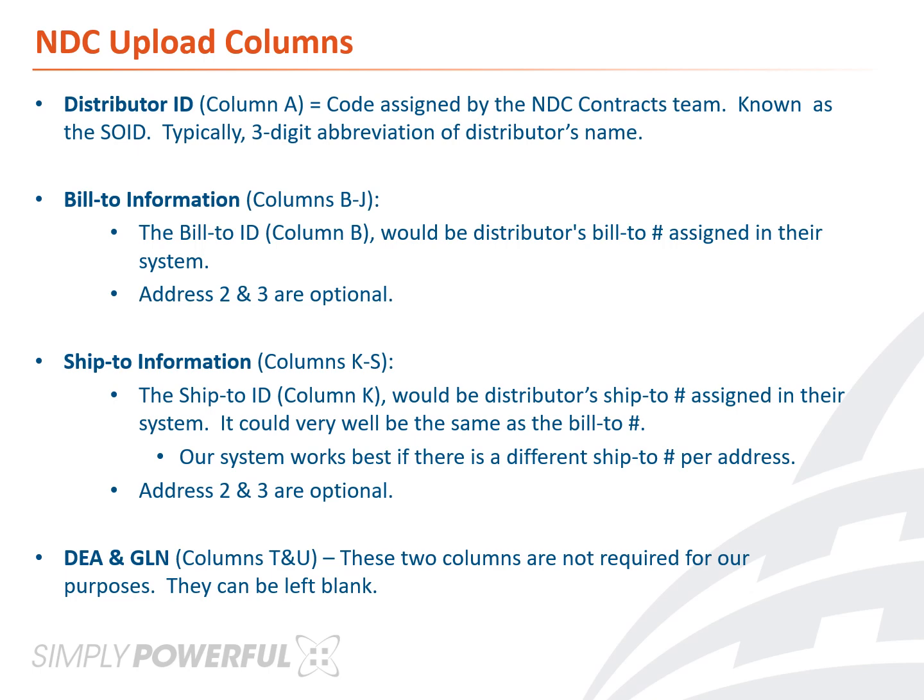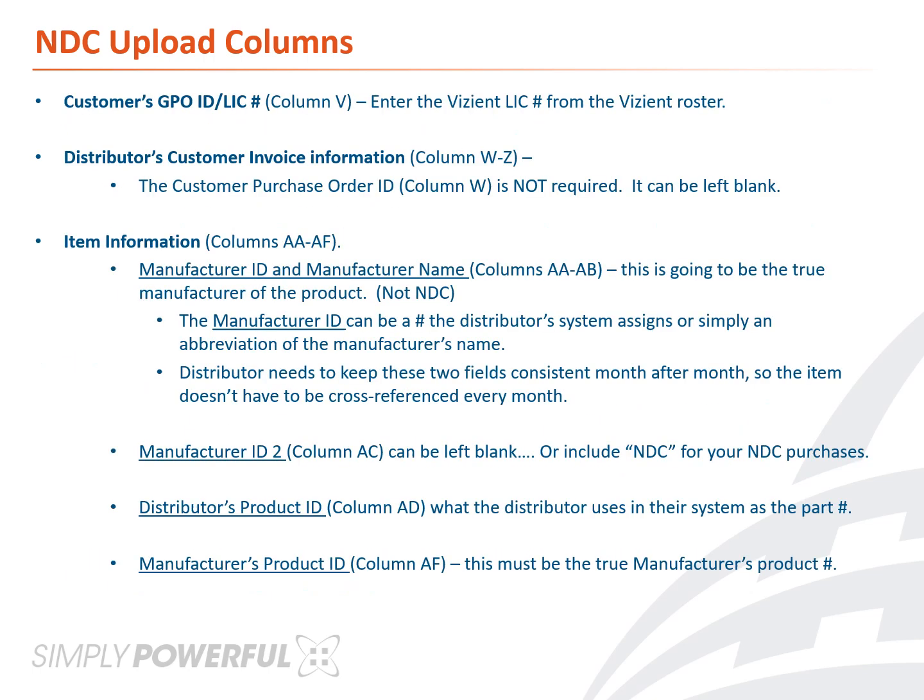Columns T and U are for the DEA and GLN. These are not required fields. Column V is the facility's GPO ID, or LIC. This is needed in order to use a GPO contract for this line. Columns W through Z are the customer's invoice information. The customer PO is the only field not required.